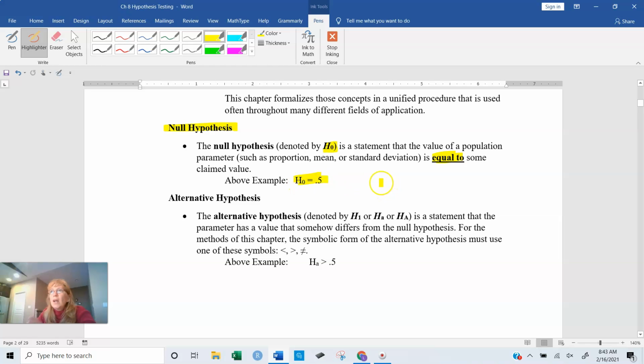Regardless of what we're choosing, the null is always the equal. The alternative does not have the equal in it. So now we said our alternative this time was greater than 0.5. That's H sub A, alternative hypothesis, H sub 0, null hypothesis. Make sure you have your notation correct because we will be using those all the time.